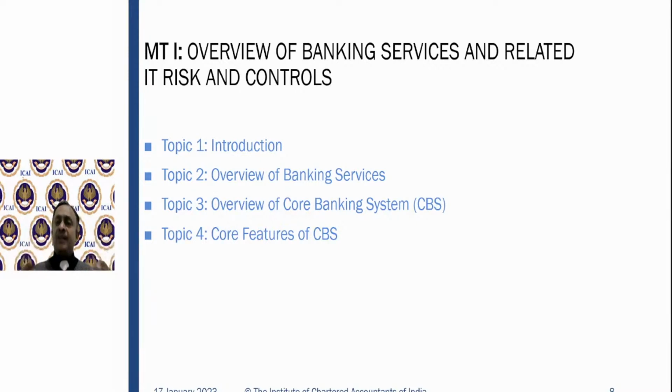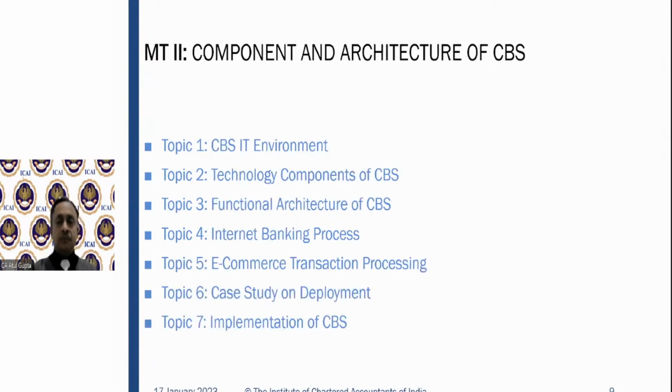Now, why is this chapter there? The chapter is basically creating the whole link. You have a business, then you have a bank providing those services. And if the banker is providing those services, then the banker needs some specialized system, that we are discussing as the core banking system. That is the relevance of this chapter to the business as it exists today. Overview of banking services, then core banking system, core features of core banking system, that we talked about.